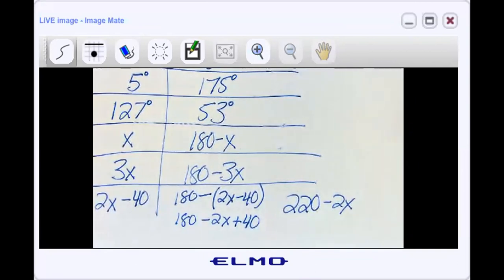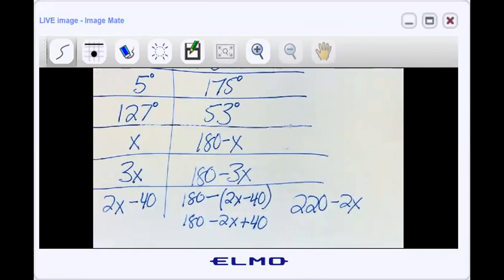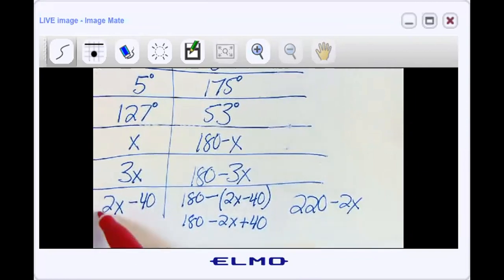Cool. And it still works. If you take this number here and you add it with this number here, you're going to get 180, just like you should every other time. Try it. Look, the 2x's cancel. Yep. And then negative 40 and 220. It is 180. It does work. That's so cool. Just make sure that you use the parentheses and you actually distribute that negative. Otherwise, it's not gonna work out.